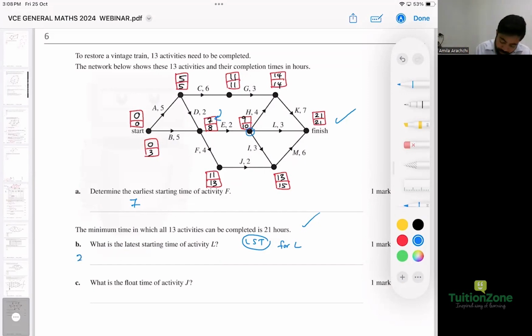21. Let me double check as well. 21 take away 3 becomes 18. It is 18, right? Because to find the LST, you should go from the finish line backwards, which is 21, take away 3, which is 18. And that's going to be the LST for the activity L. We got 10 there because of the H, because we picked the lowest. But if they only ask you individual ones, just pick the individual ones. So 21, take away 3. Answer is 18, so 18 hours. Is that clear, all of you?